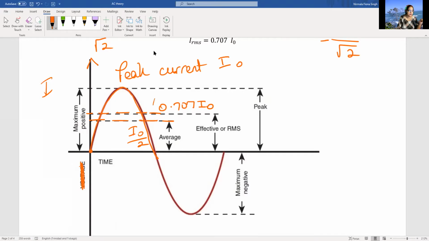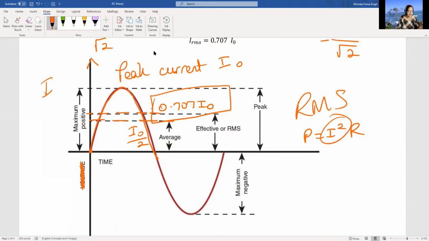But what we use when they look at their circuits and whatnot, they realize that they don't use the average, they use the RMS value. And the RMS value being the root mean square, where we have to consider that power is equal to I squared R. And because of this I squared value, we're going to end up getting the effective current of your circuit being 0.707 of your initial value. So this is what your circuit is going to use. This is what your components are going to use and whatnot.